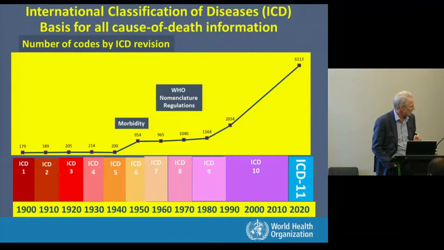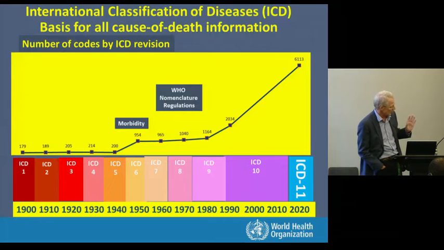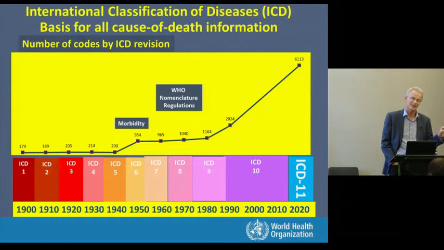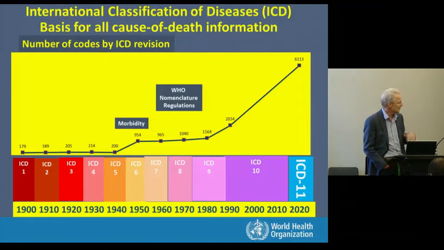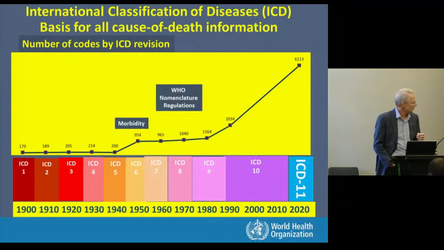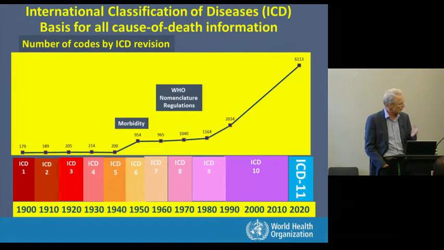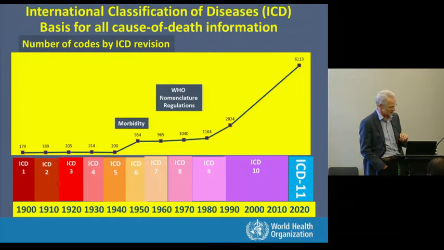Then in the 1950s, morbidity statistics came in. It was first only a statistical mortality classification. It jumped then to nearly 1,000. And then in 1967, it became mandatory for countries to report using the latest version of the ICD.